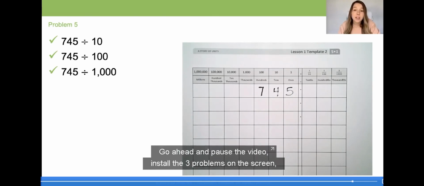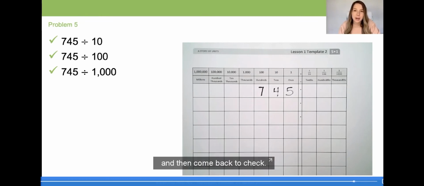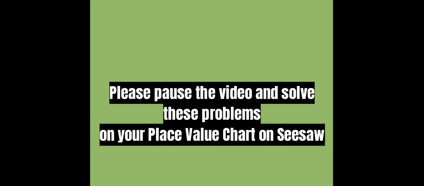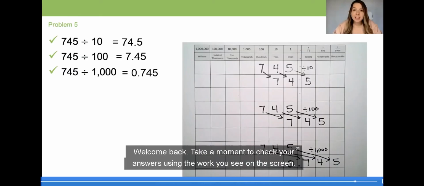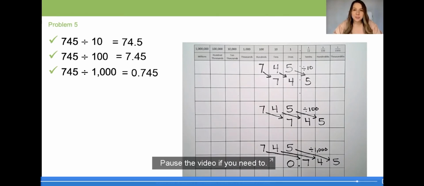Go ahead and pause the video and solve the 3 problems on the screen, and then come back to check. Welcome back. Take a moment to check your answers using the work you see on the screen. Pause the video if you need to.